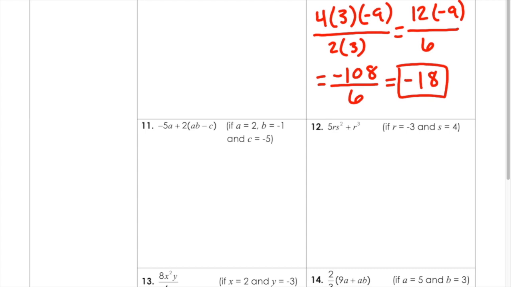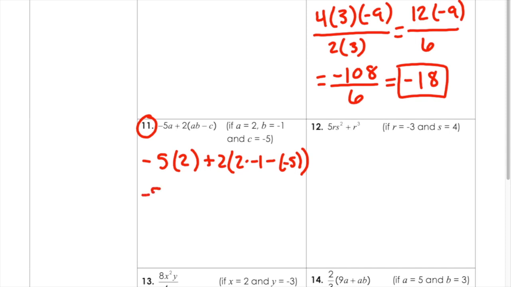All right, let's take a look at 11. So we have negative 5 times a, which is positive 2, plus 2, times a times b, so that's 2 times negative 1, minus c, which is negative 5. I'm going to put that in parentheses. All right, so we have to do our grouping first.